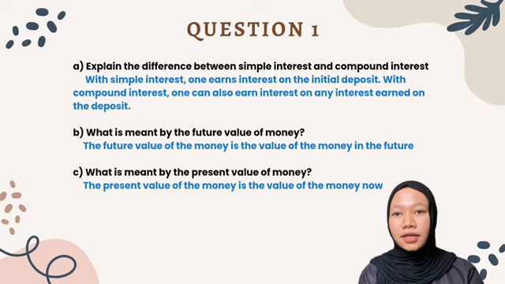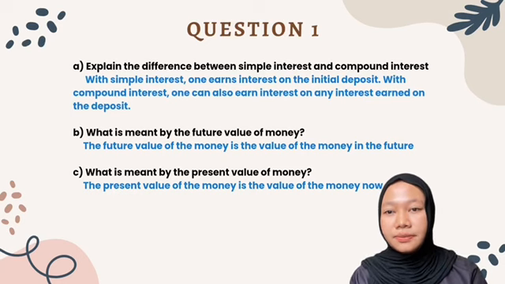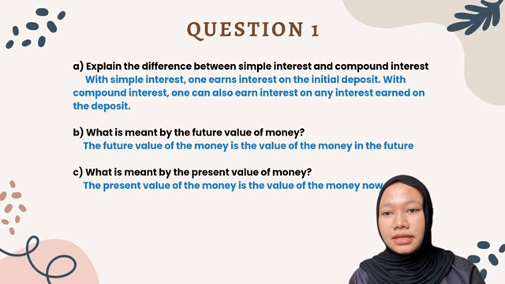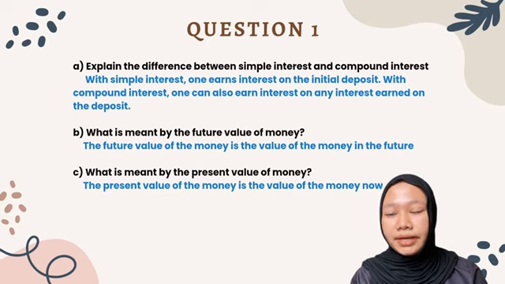Question 1. A. Explain the difference between simple interest and compound interest. The answer is, with simple interest, one earns interest on the initial deposit. With compound interest, one can also earn interest on any interest earned on the deposit. B. What is meant by the future value of money? The answer is, the future value of money is the value of the money in the future. C. What is meant by the present value of money? The answer is, the present value of money is the value of the money now.